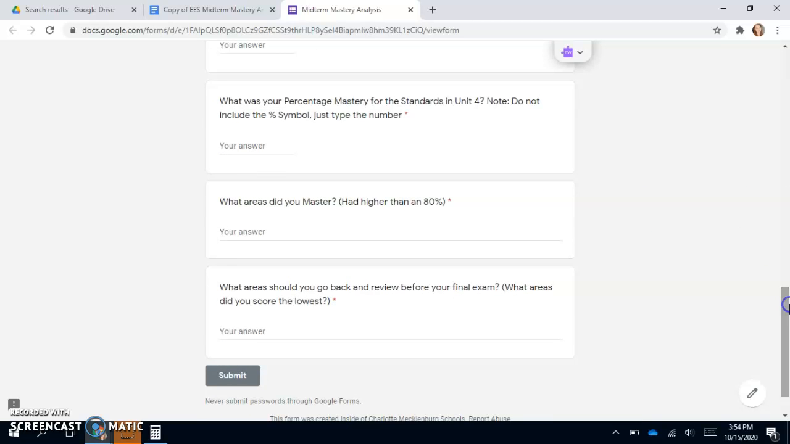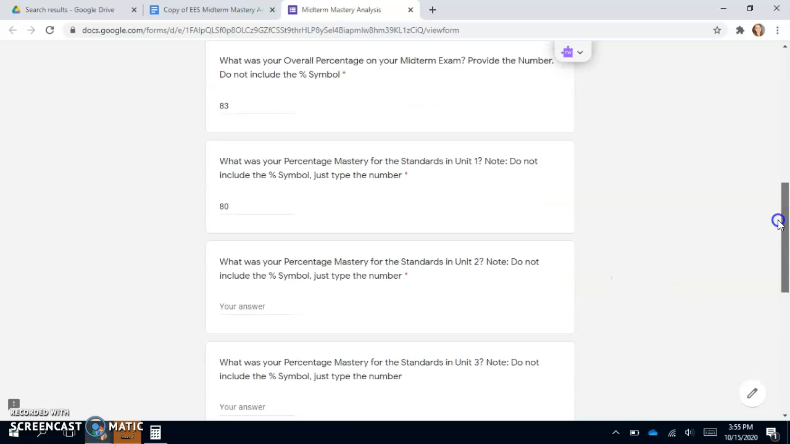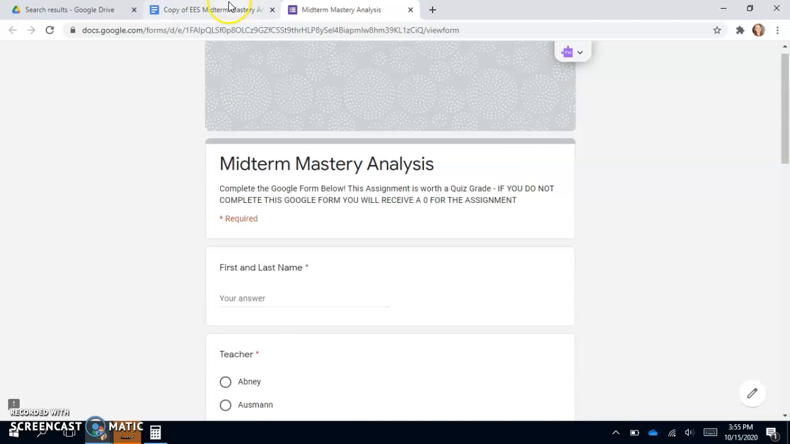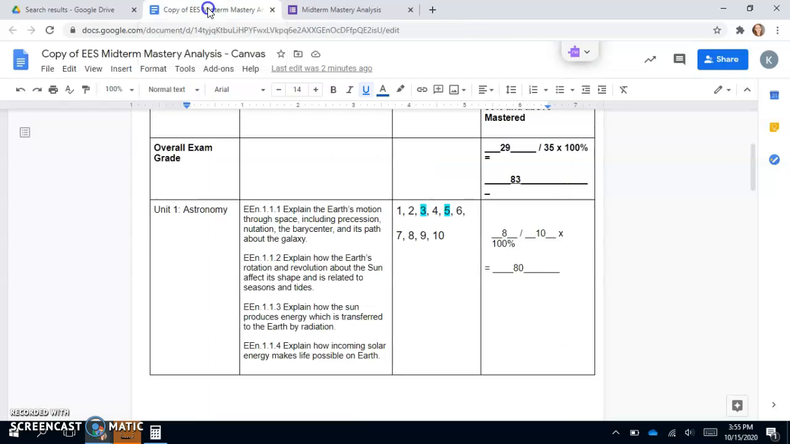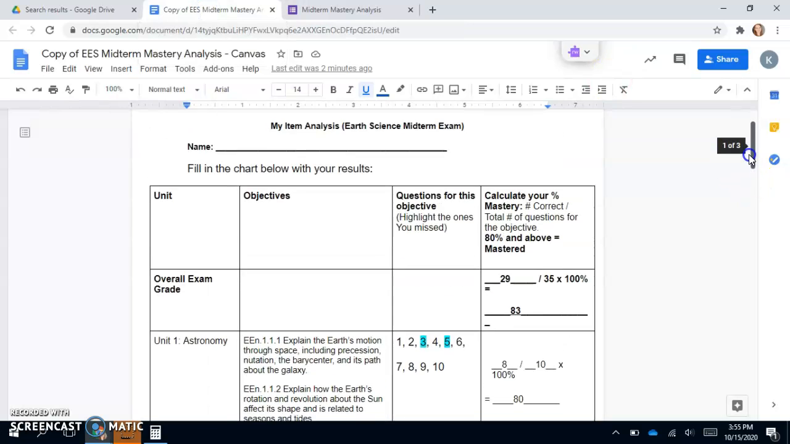So then when you come down here, it will ask you what areas did you master. So we definitely mastered unit 1. And then if you got other units above an 80, or if you got 100 on your midterm, this would be super easy, because the answers for everything would be 100%. And then it asks, what areas should you go back and review? Tell me which units you didn't master. So which units you got less than an 80 on, okay? And then after you submit that, you'll be able to submit both this document as well as your Google form, and then that'll help me create some data points for myself and for the other teachers, okay?